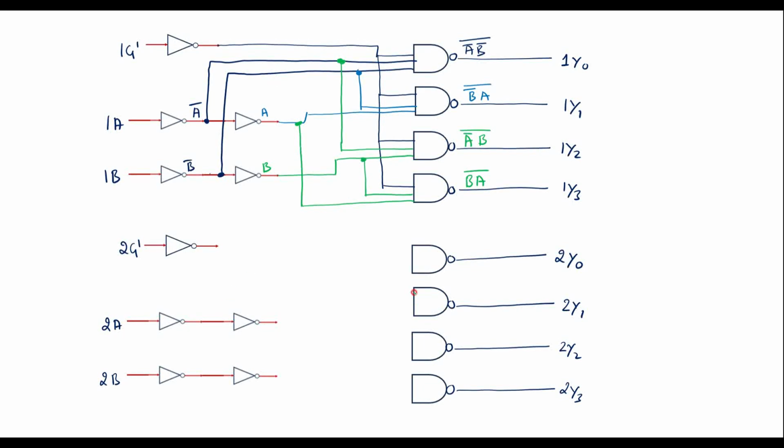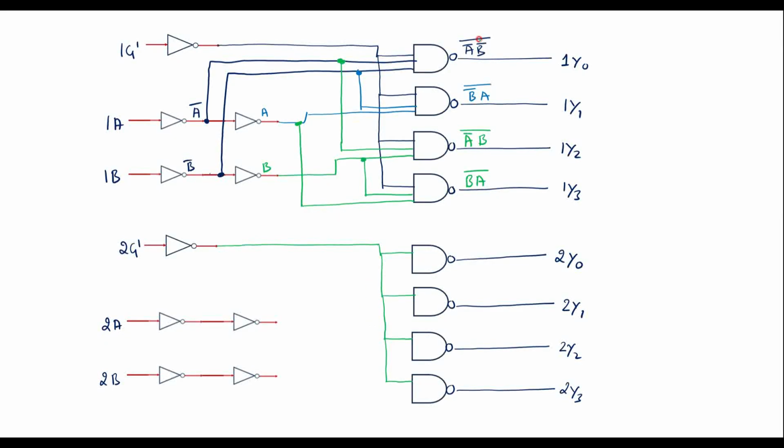Similarly, the same thing will appear here. Let me draw the same thing. So here this active low output should be connected to all the NAND gates. Let me connect this to all the NAND gates as one of the inputs, then only the circuit is active.